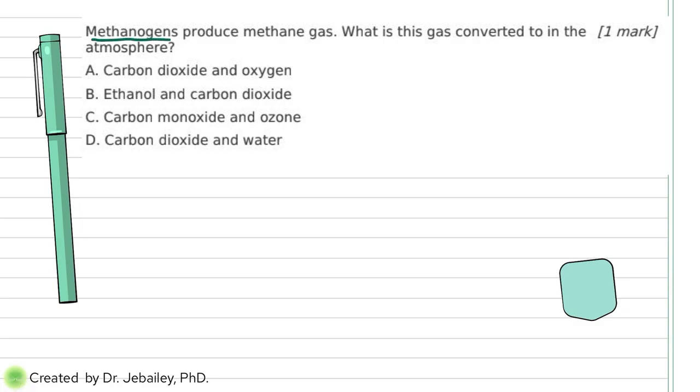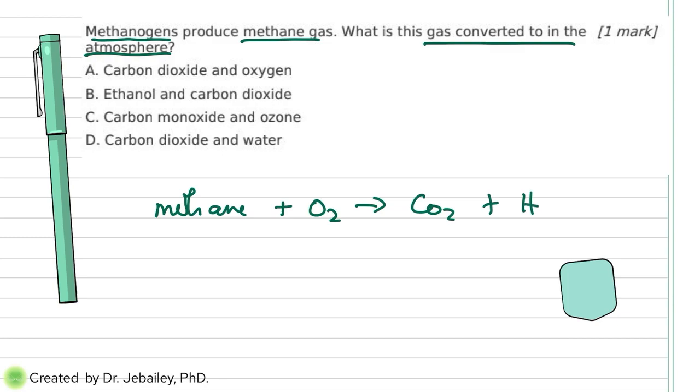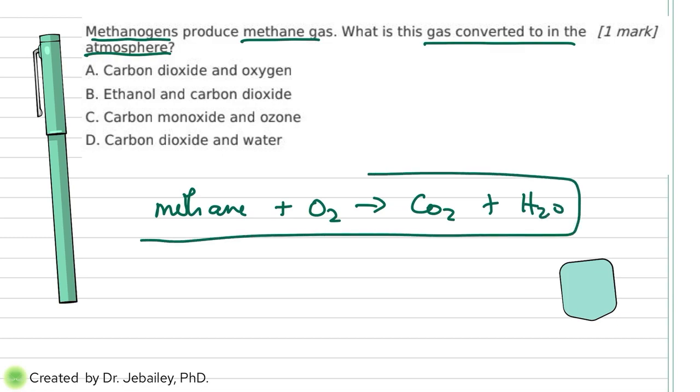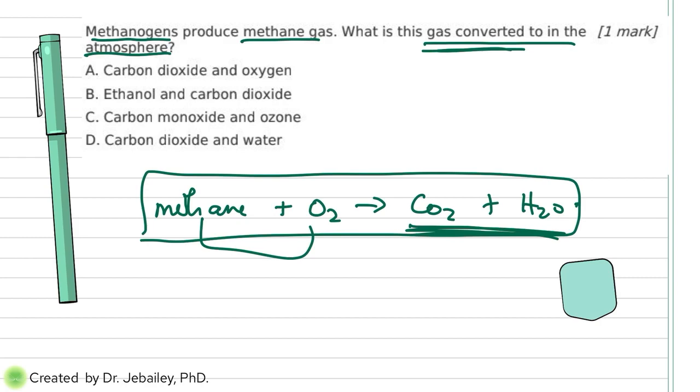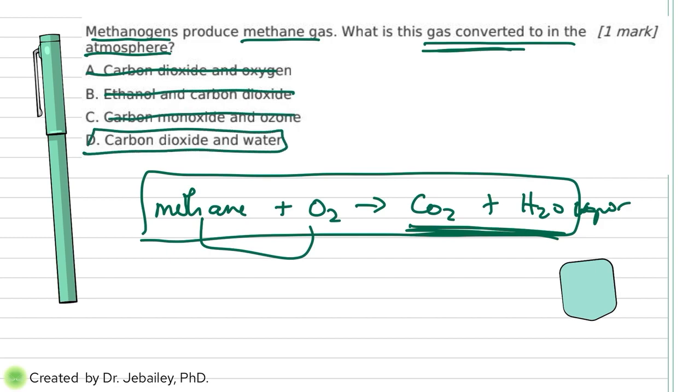Here, methanogens produce methane gas. What is the gas converted to in the atmosphere? So here is where you have to know the equation of methane. So we have methane, and whenever methane is produced, if it reacts with oxygen, eventually it will release CO2 plus water vapor. So this is the main equation, and you have to know this by heart. If you know this, then you can answer the question very easily. So what is the gas converted to? That means when it reacts with oxygen, it releases these two into the air, water vapor and CO2. So we can find here it's not this one, it's not this one, it's not this one. It is definitely this, carbon dioxide and water, so it's D.